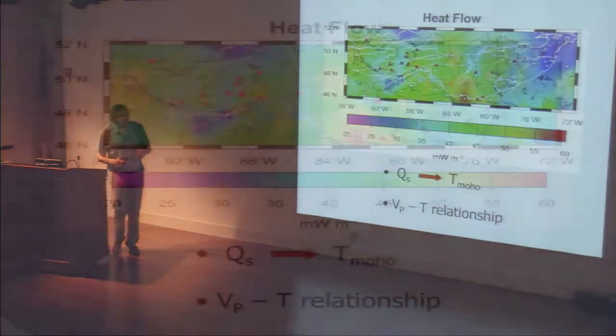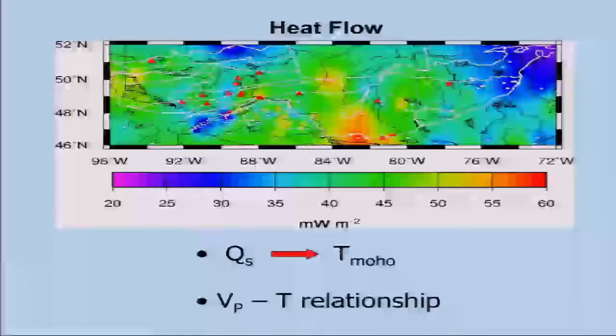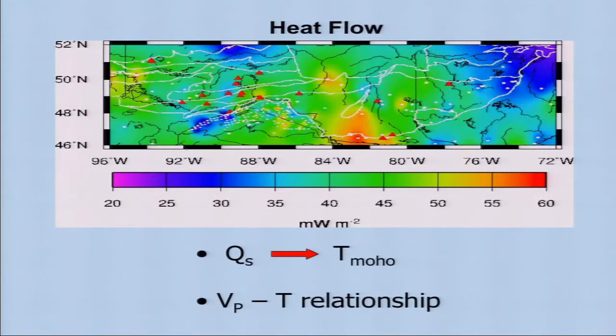Now this is the heat flow field over that area. Again, the points from the paper, the new data points, are there to give you an idea. To get these new data points, it's about 3 years of work. Okay, so that's exciting. And that's the heat flow variations.